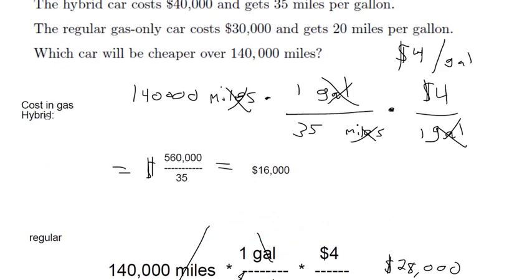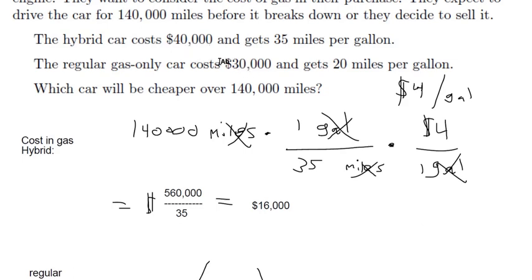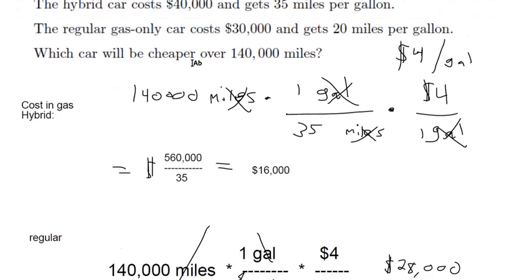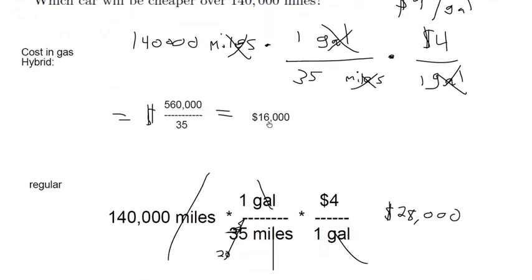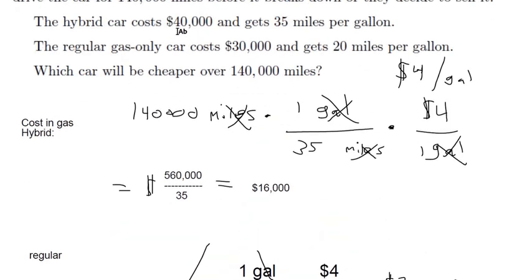So which car is cheaper? We got to take into account the difference in these two prices. A few ways you could do that, but when we compare the gas, the hybrid saves us $12,000. The startup cost, the hybrid is $10,000 more. So it looks like the hybrid saves us $2,000. That's one way you can make that decision.